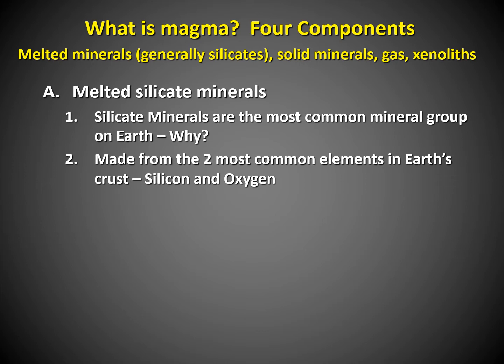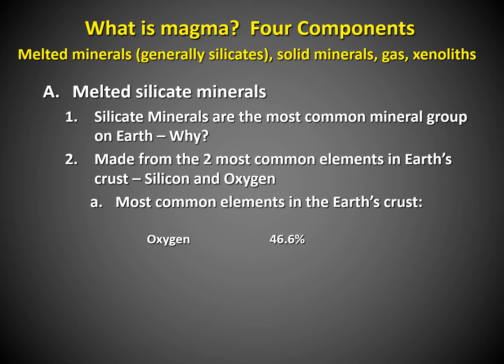You've heard biologists say life is carbon-based, right? Most of our cells have carbon at the heart of it. Earth is silica-based. When oxygen and silicon bond together, it forms a molecule called silica. And that is the basic building block for most of the minerals in the Earth. So here are the most common elements in the Earth's crust, just as a review. Oxygen, 46%.